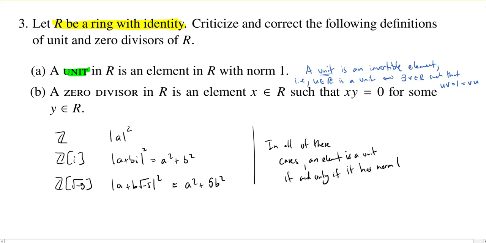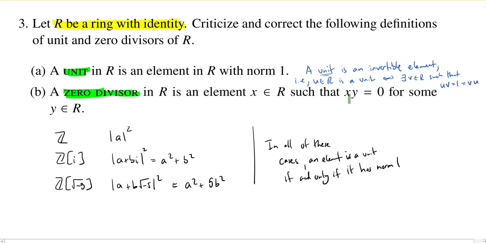All right, let's check out zero divisor. So it says here a zero divisor in our ring R is an element x in R such that x times y is 0 for some y in R. Now, after what I said about unit and the non-commutativity possibility of the ring, you might say, well, don't you really need it to work in both ways? And the way we've defined zero divisor, this would be just fine having it in just one direction.